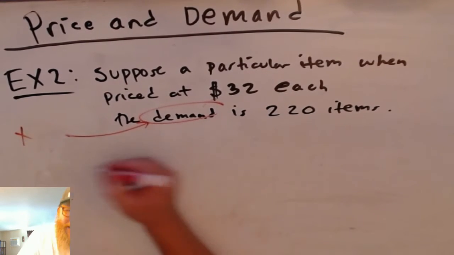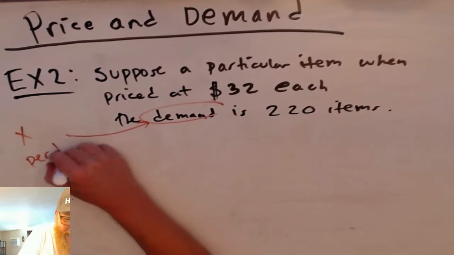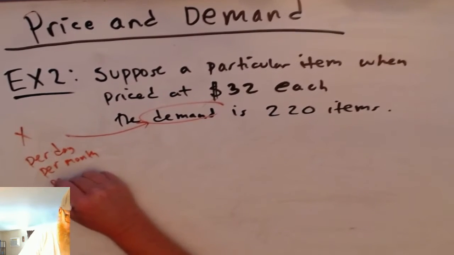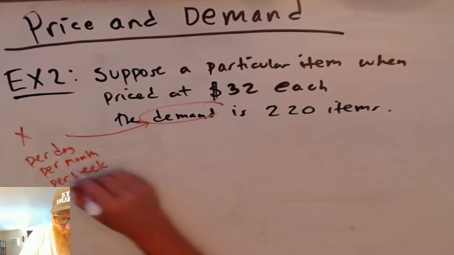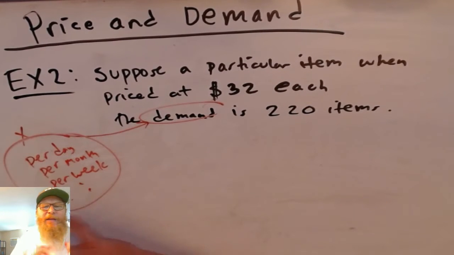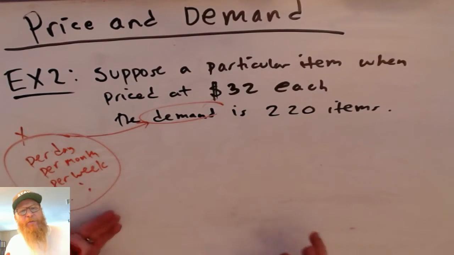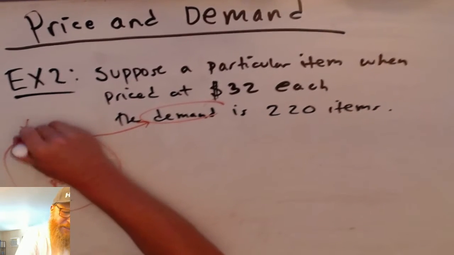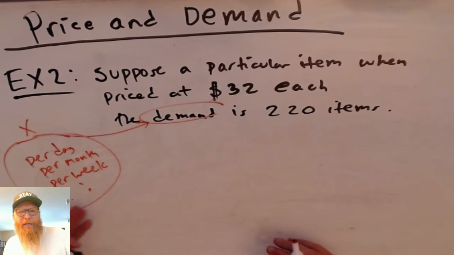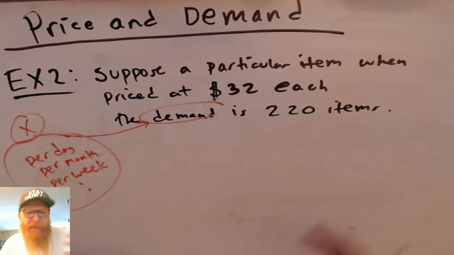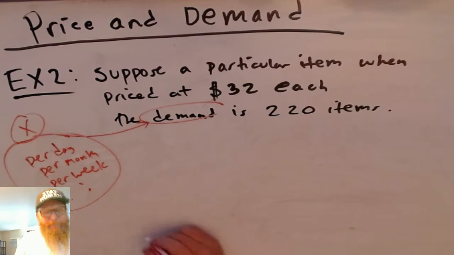Now, demand is loosely defined. It's going to be X, and it could be per day, per month, per week, whatever we want it to be. We're not going to go there right now. Again, that's something we'd have to cover in a future course, because it starts to get really complicated when you bring in time. So just think of X abstractly as however many you can sell in some period of time.